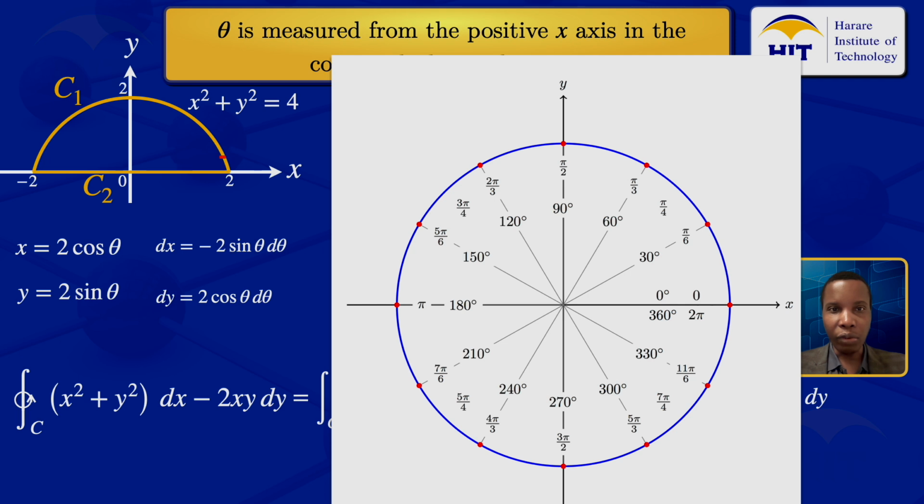So we are moving from this point here, which is at 2. When you start from that point, our theta is 0. So we have theta equals 0. Then we are going to end at this point here, which is equivalent to theta equals pi. So we are saying that theta varies from 0 to pi.